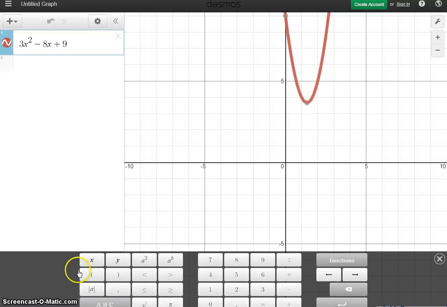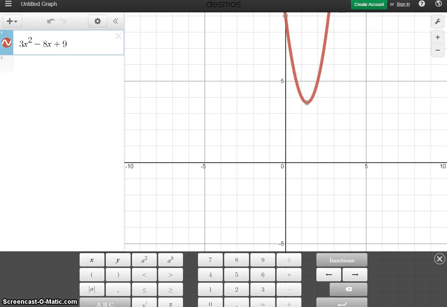Okay, so we take a look at the graph on Desmos. Here's 3x squared minus 8x plus 9. Remember, we're trying to see where it was equal to 0. Well, if you look here, it's never equal to 0. Okay, there's no zeros to this equation. The parabola is completely above the x-axis. So that's why this one has no solution here, because again, there are no zeros.